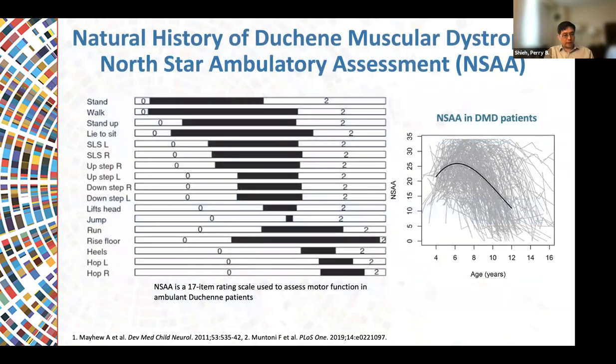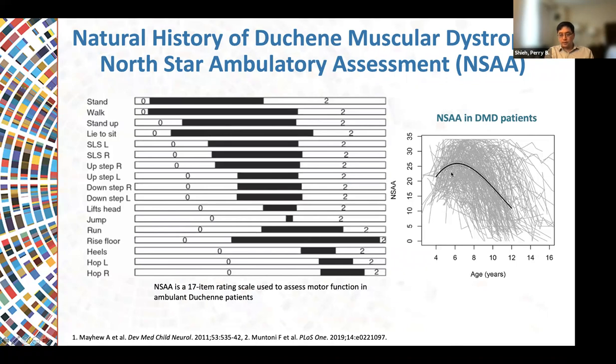This is the North Star Ambulatory Assessment. Once again, I'm not trying to teach you all about it, but we're testing the patient's ability to stand, walk, jump, hop on 1 foot, for instance. This is increasing difficulty. There's 17 items here. It's a scale of 0 to 2 for each item, so they get a maximum score of 34. Once again, this is increasing difficulty.